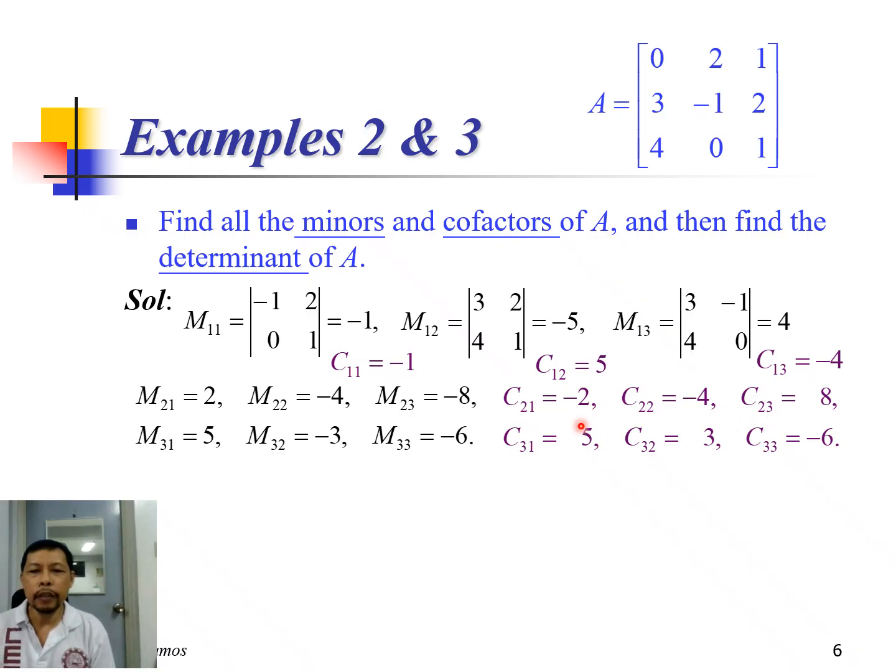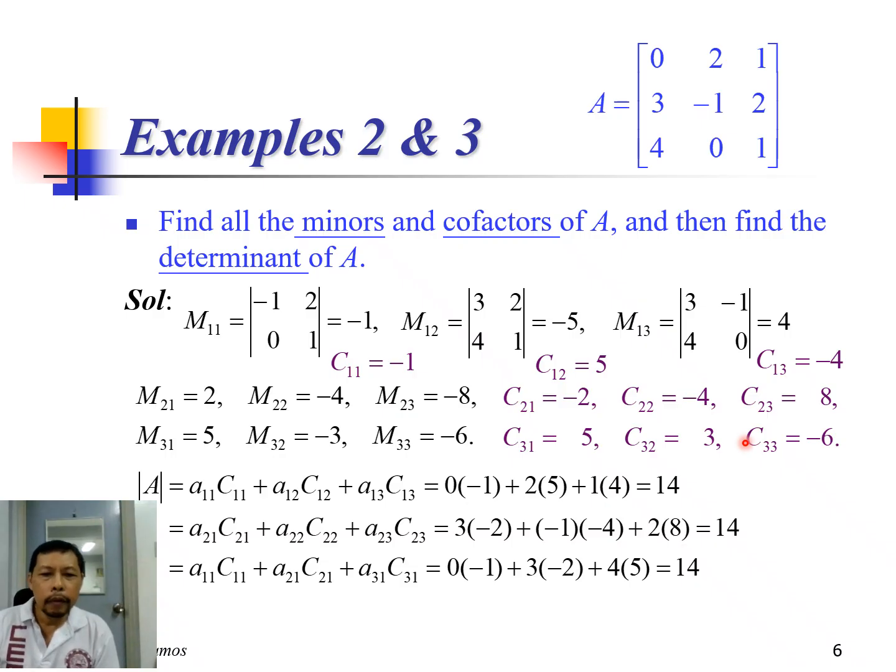Solving for the remaining cofactors will give us these values. Then we can now find the determinant of this matrix A by cofactor expansion. For this first equation, it is obtained by expanding about the first row.